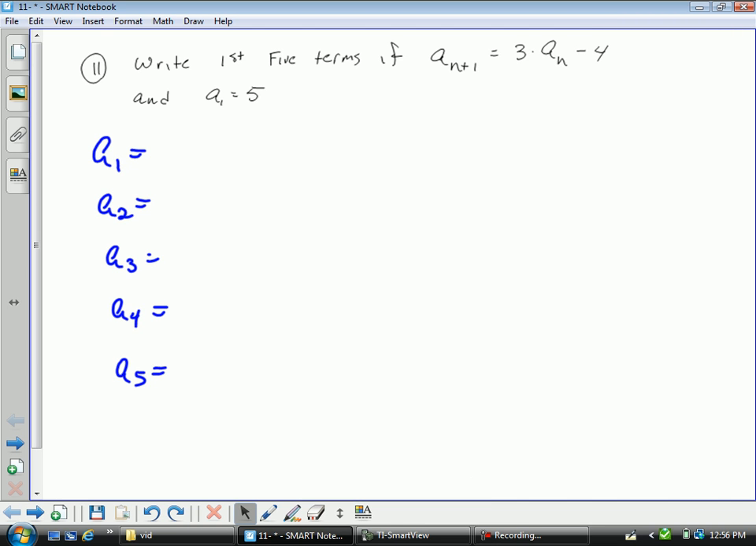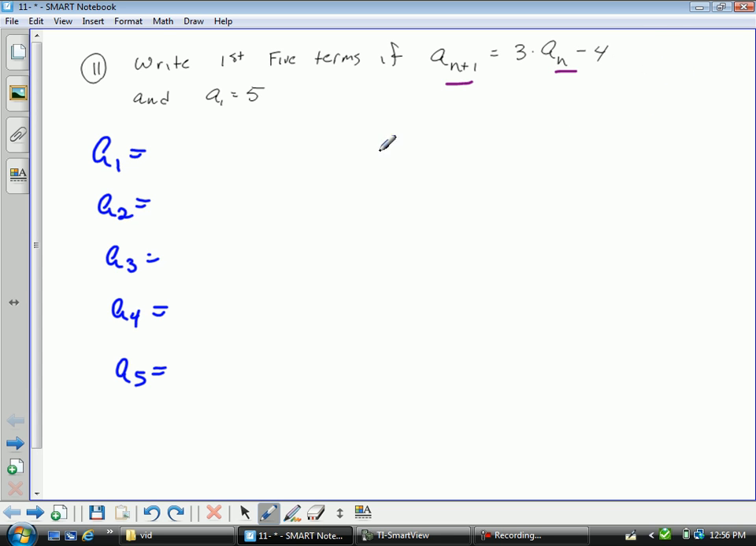Number 11 is what we call a recursive sequence because of, see how we have the n plus 1 and the n? In simple terms, we call this one the previous and this one the next. That's a simpler way of looking at things.